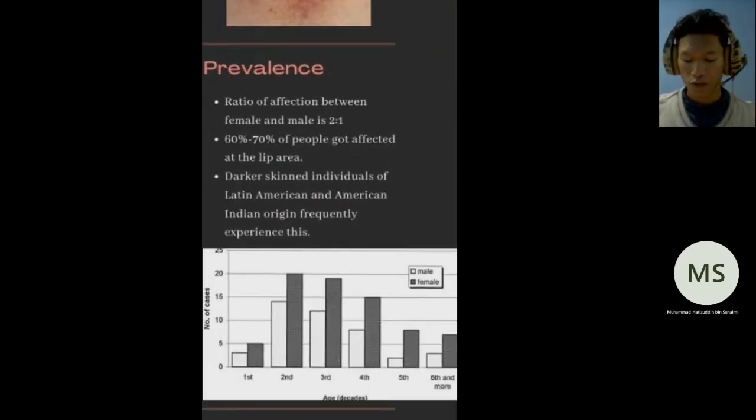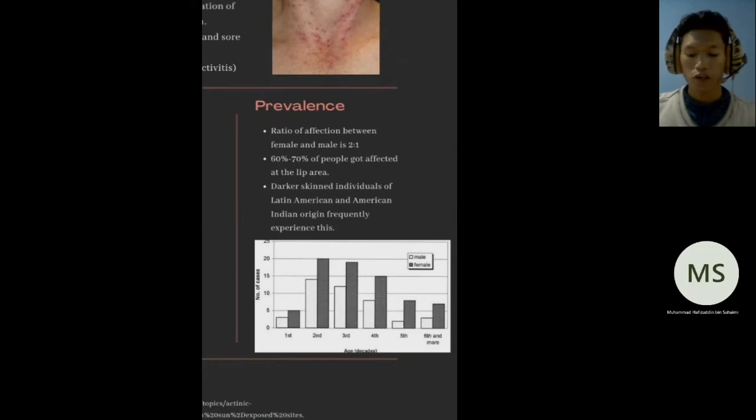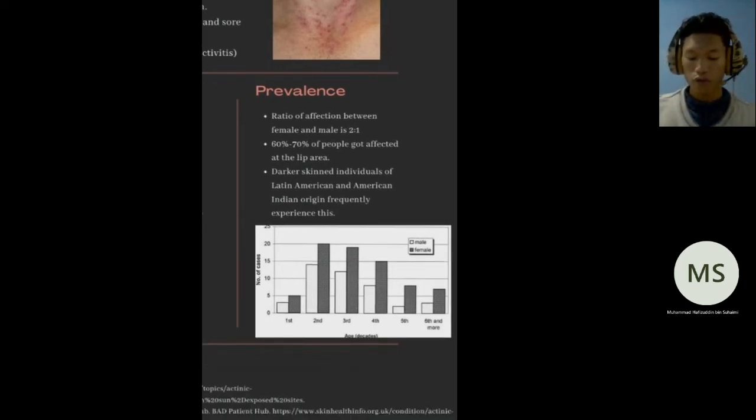The next one is the prevalence of this disease. The ratio of affection between female and male is 2 to 1. This can be proved by the graph that I also included, where we can see that the number of cases of female is very high compared to male.